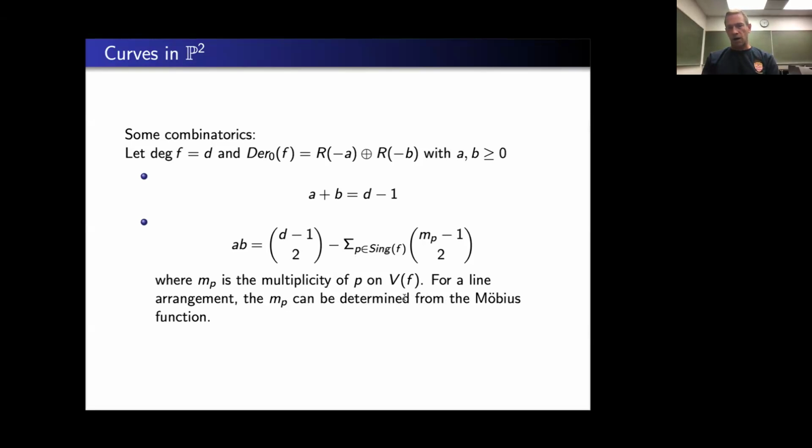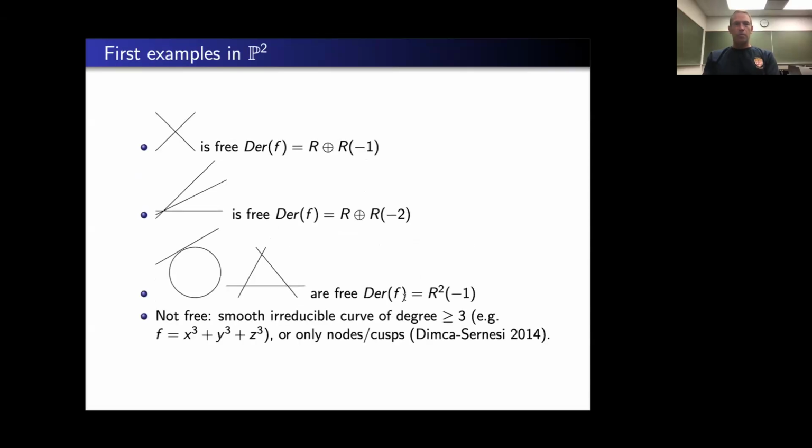We're going to talk about the behavior of singularities in a second, but for line arrangements, it turns out that the singularities are always something called quasi-homogeneous, and we'll see there's a very nice description of what that condition is. So here are some examples.